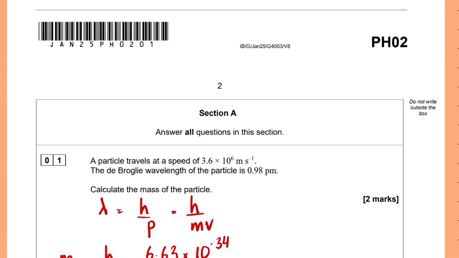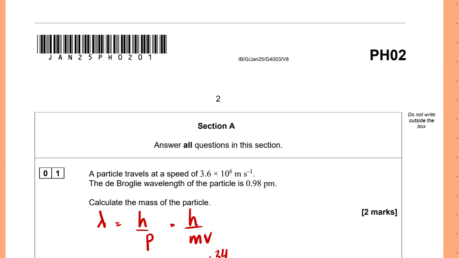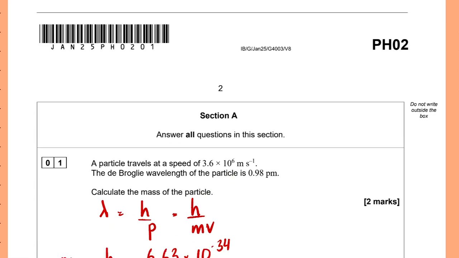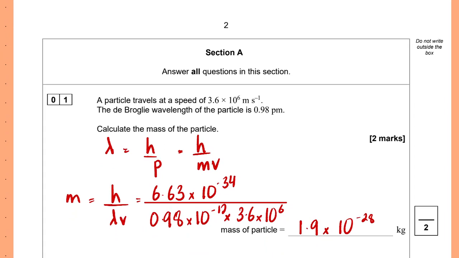So question number 1 says, a particle travels at a speed of 3.6 × 10^6 meters per second. De Broglie wavelength is given. You need to find the mass of the particle. So how the De Broglie wavelength is defined is that it's the Planck constant over the momentum, and the momentum is mv. So if I know v, then I can just make mass the subject and find this out. It's just a matter of plugging in values.